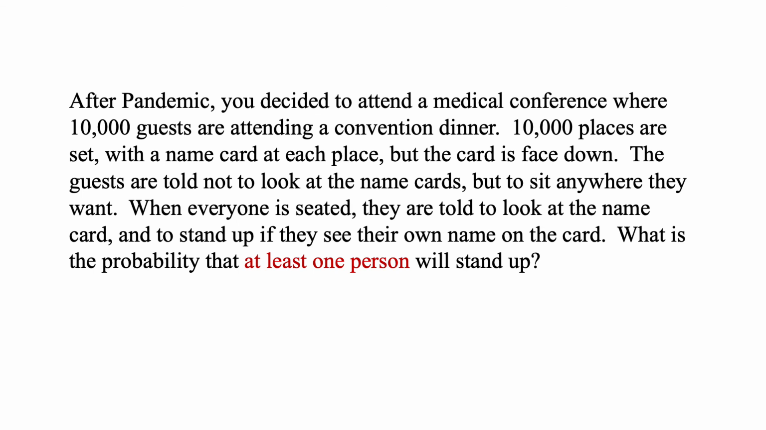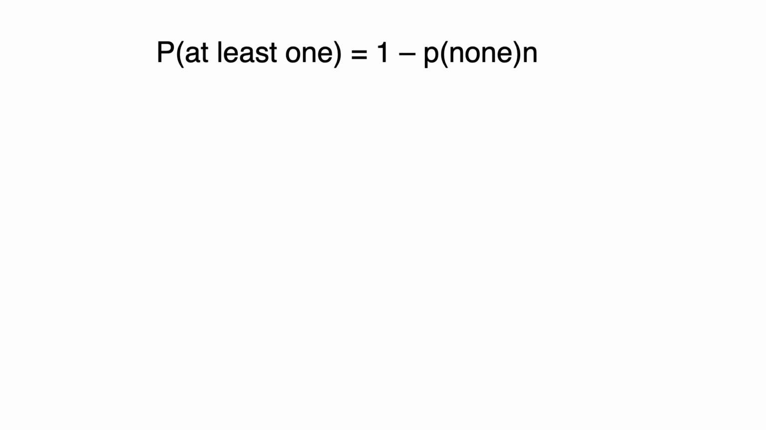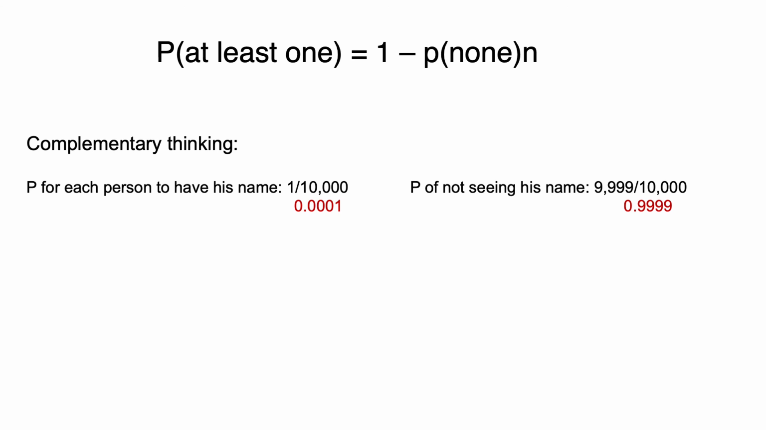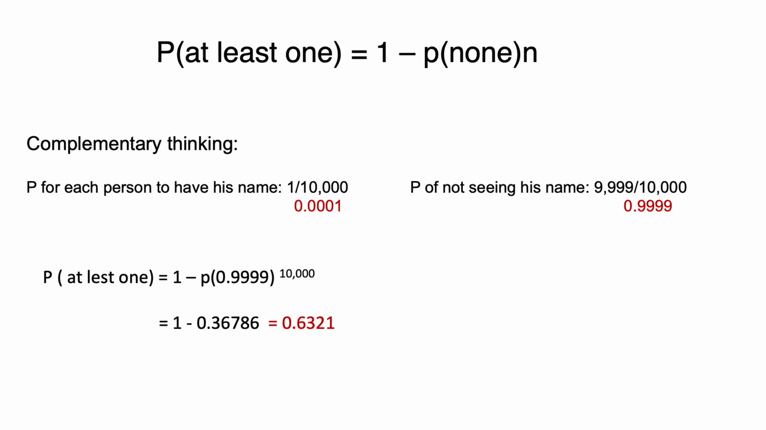The third question is very interesting. You can pause the video and read it, then we'll go to the result. This is the probability of at least one event. So what is the probability for each person to see his or her name? It is 1 over 10,000. What is the probability of not seeing his name? It will be 9,999 divided by 10,000.